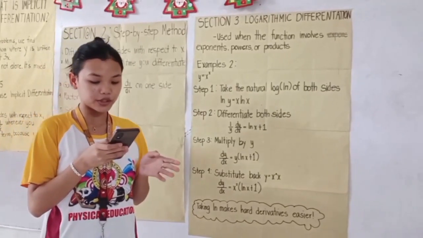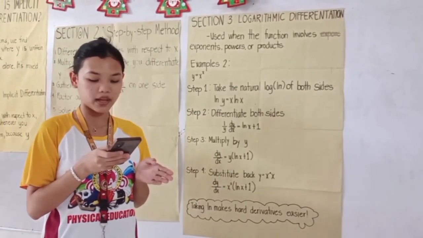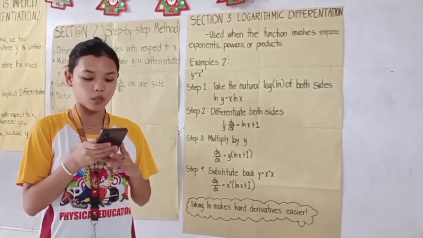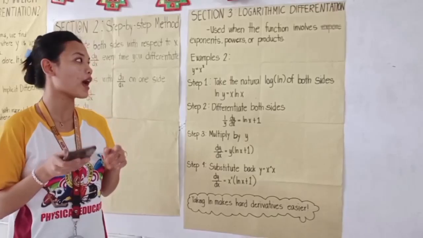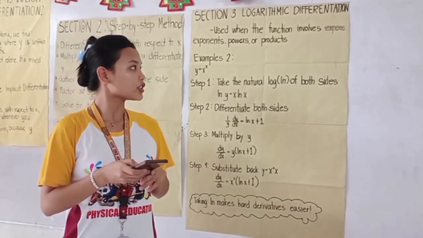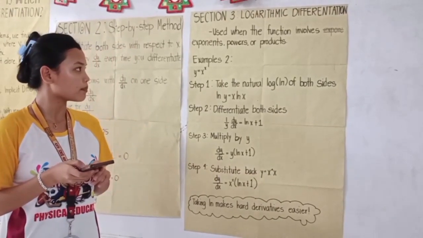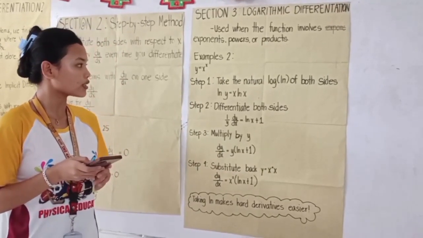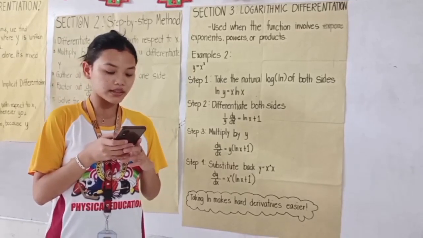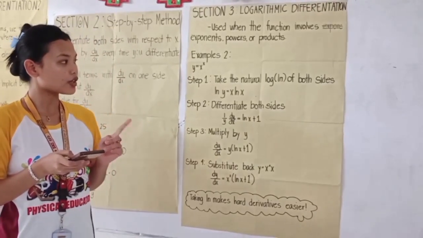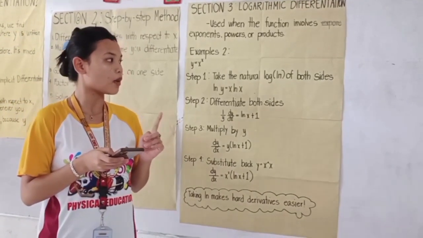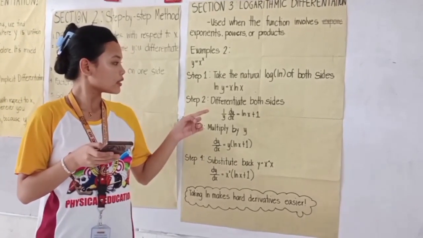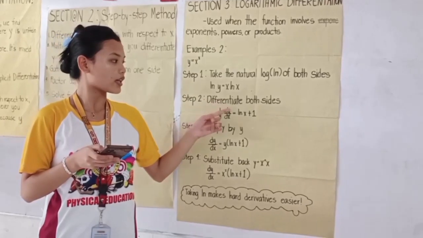This technique is super helpful when the equation is complex, especially when variables appear in exponents like y is equal to x to the power of x. Use when the function involves exponents, powers, or products. So example is y is equal to x to the power of x. Step 1, take the natural log of both sides. So then next is differentiate both sides.